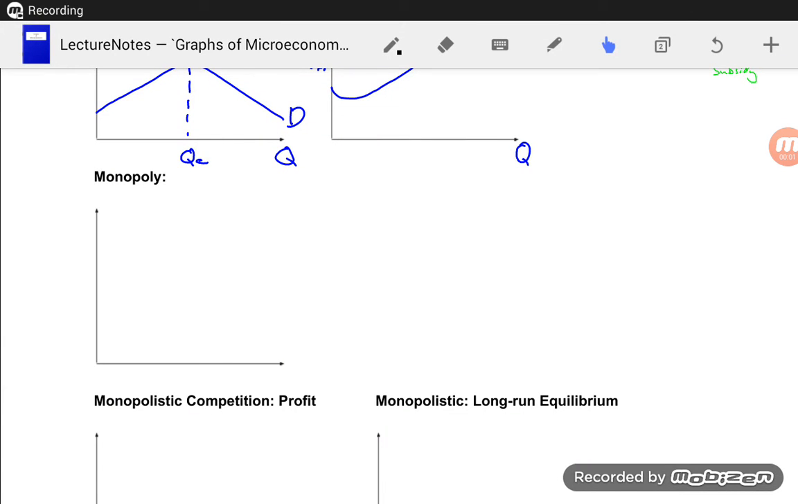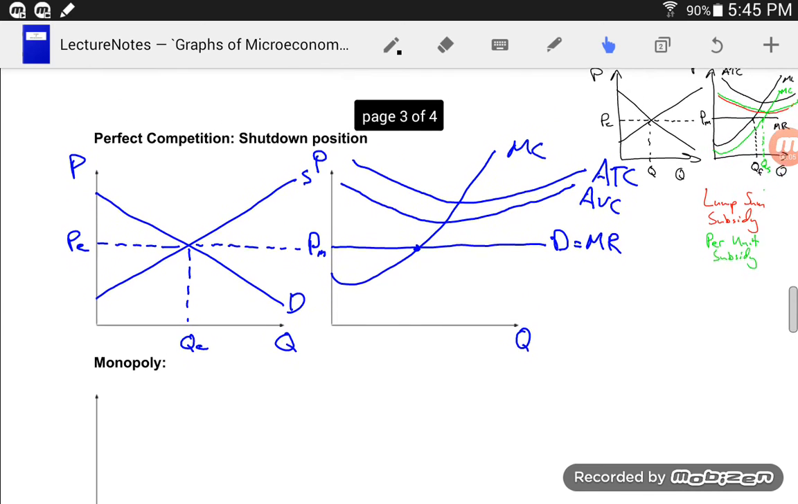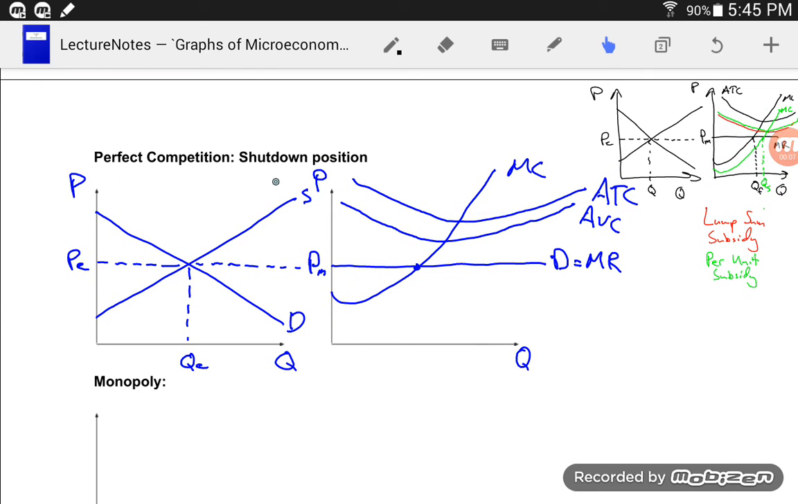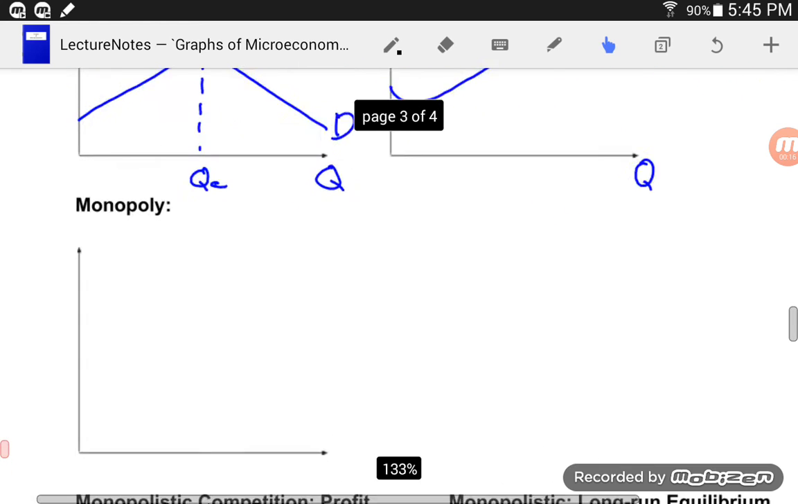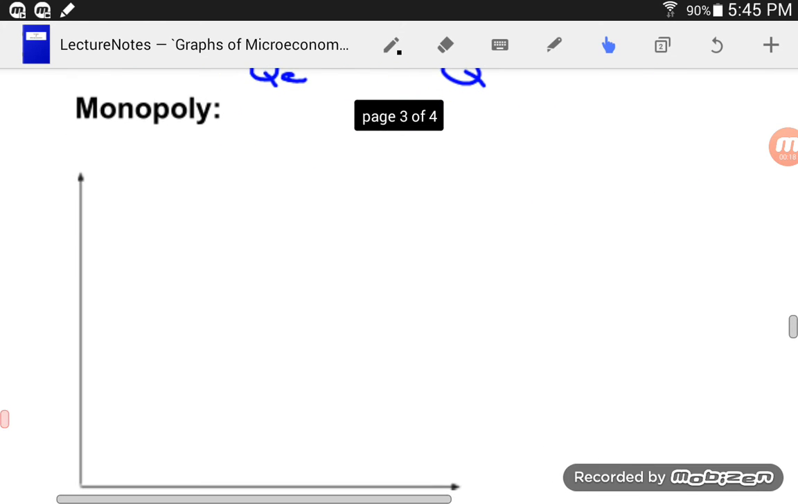All right, welcome back. You're back for some more graphing of microeconomics. Last time we left off with perfect competition, and we even did this little side note about what a subsidy would do.